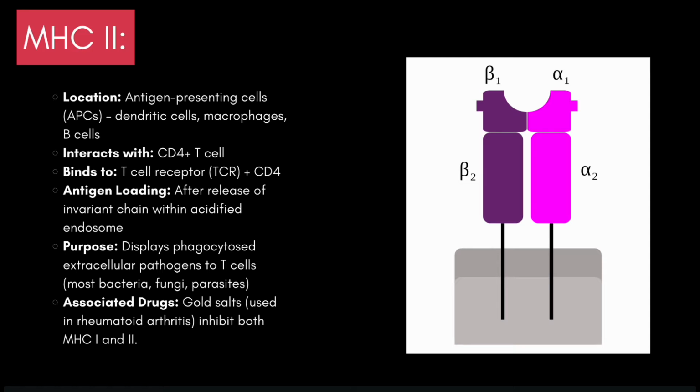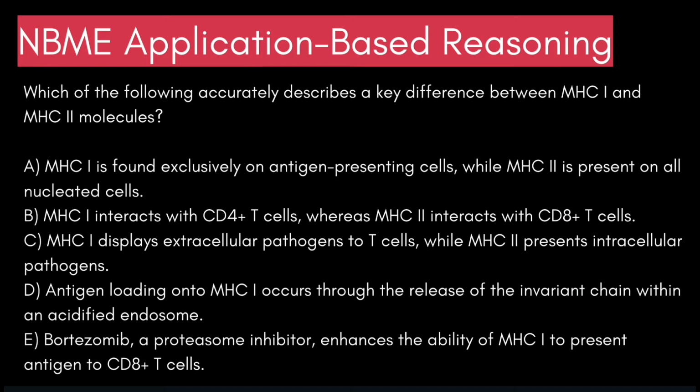Primary drug associated with MHC2 is gold salts, which is used for rheumatoid arthritis, which inhibits both MHC1 and 2. So bortezomib is used for MHC1. Gold salts can be used for MHC1 and 2 and rheumatoid arthritis. All right, let's go ahead and move on to some questions.